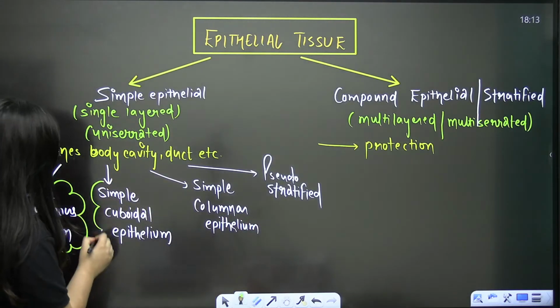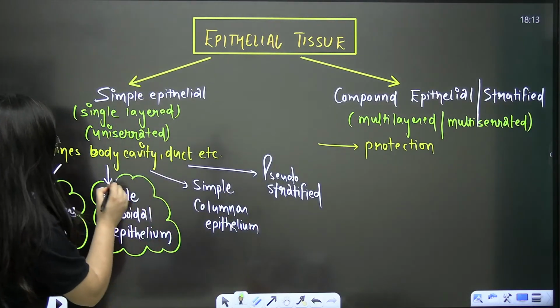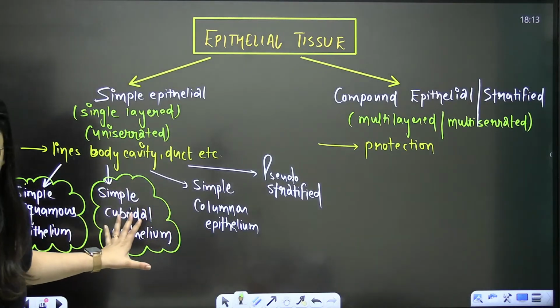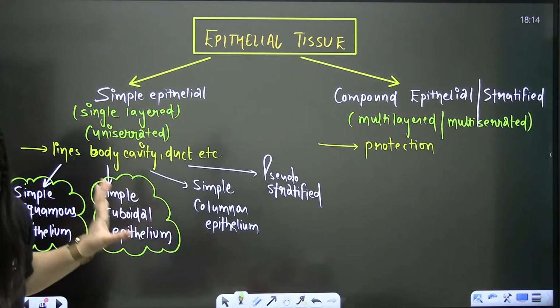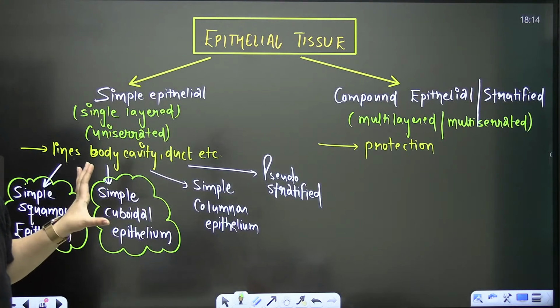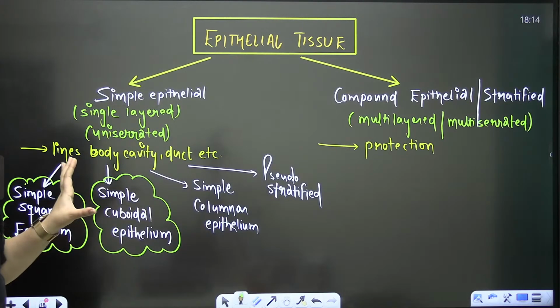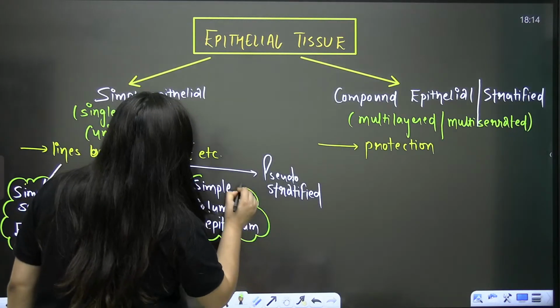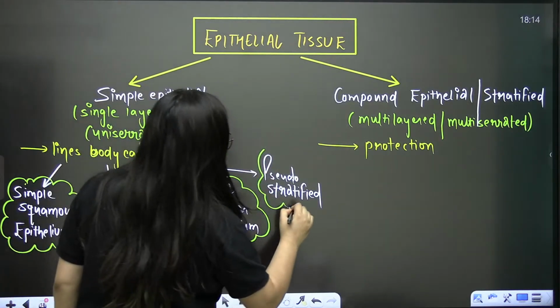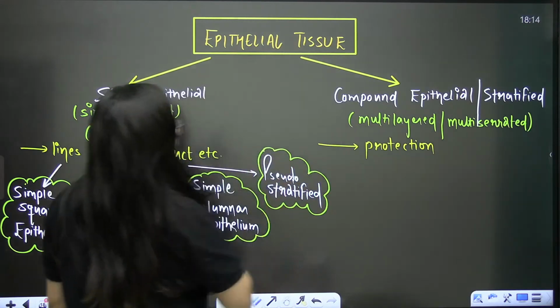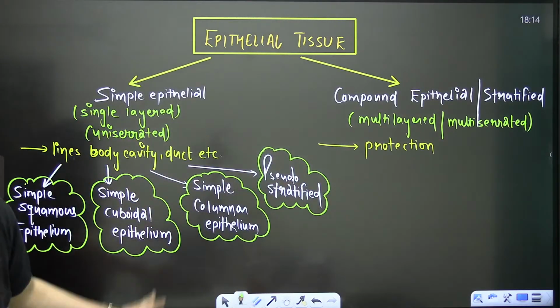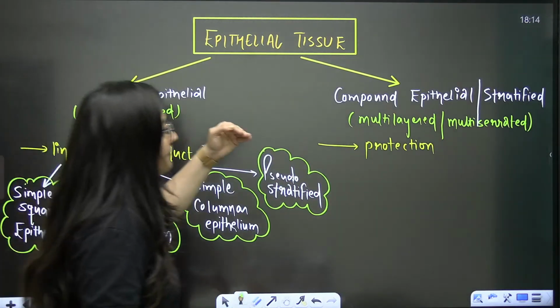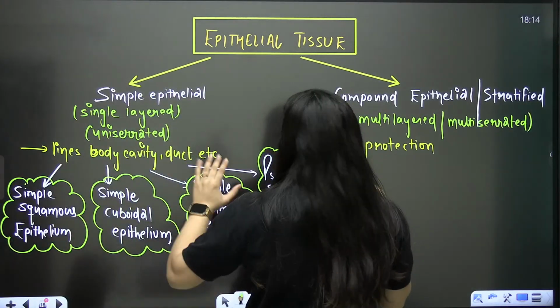Next is simple cuboidal epithelium. Cube-like cells are there, so it depends upon the cell shape. Then simple columnar epithelium, then pseudostratified. And when it is the compound epithelium, as I said, it is meant for protection.